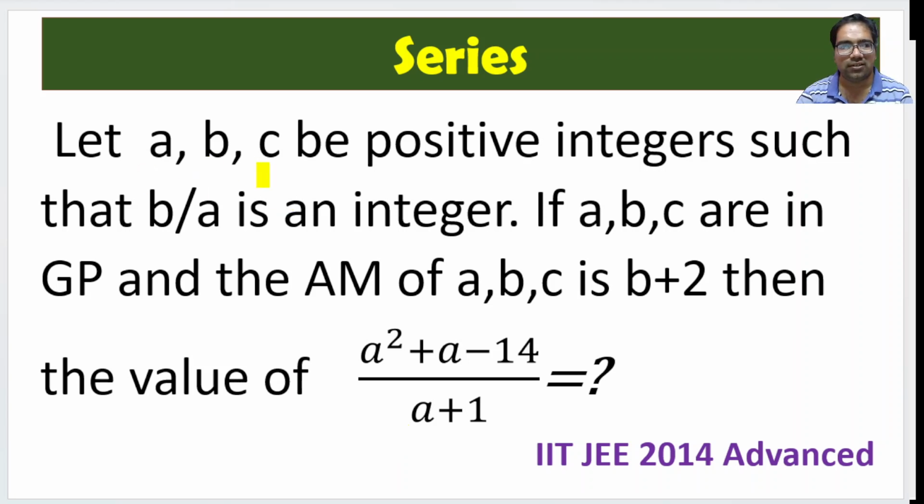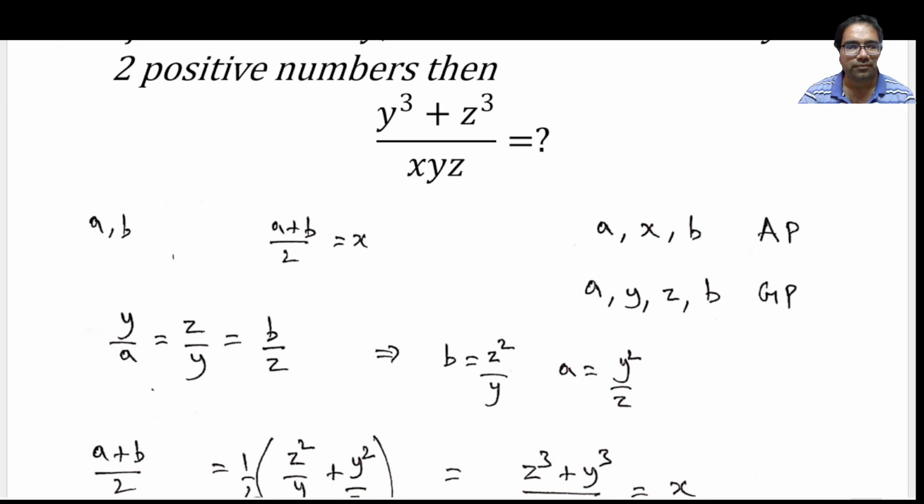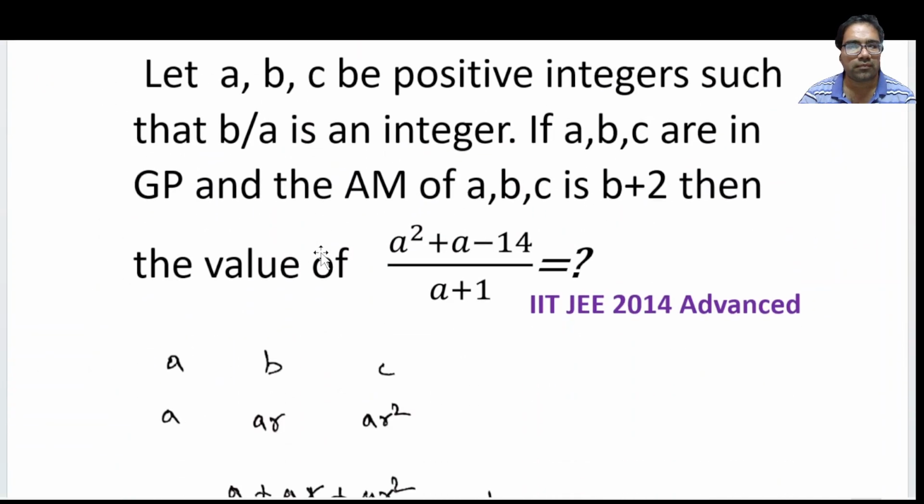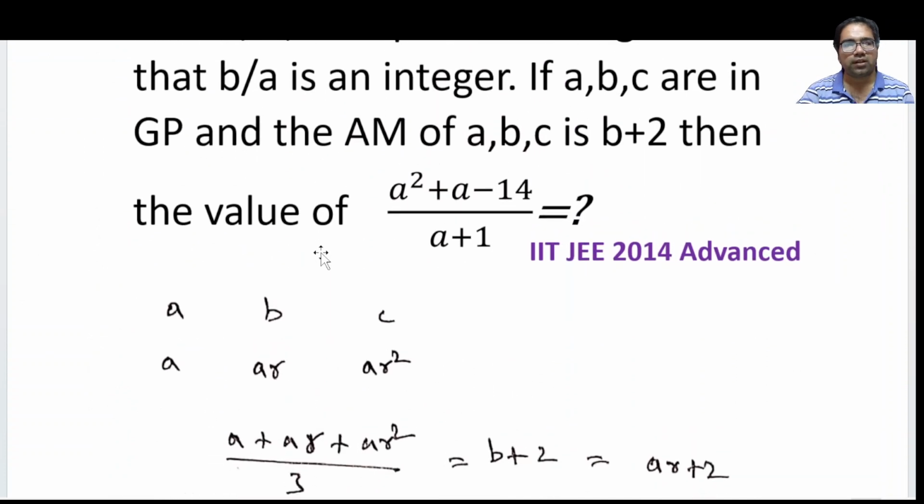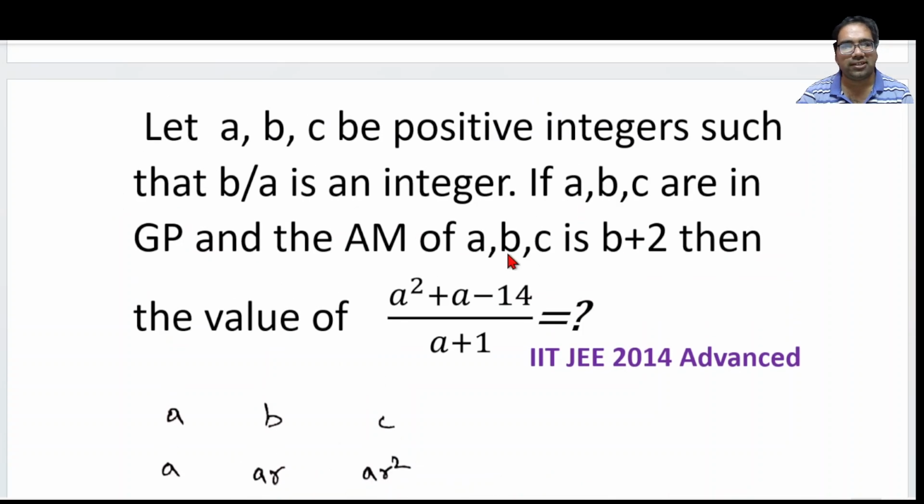Right, given this condition. These are positive integers and the ratio is also an integer. And we have this good condition: the arithmetic mean is equal to b plus 2. Let us use these conditions and try to calculate what is a. So because these three numbers are in geometric progression, that is already given, right?